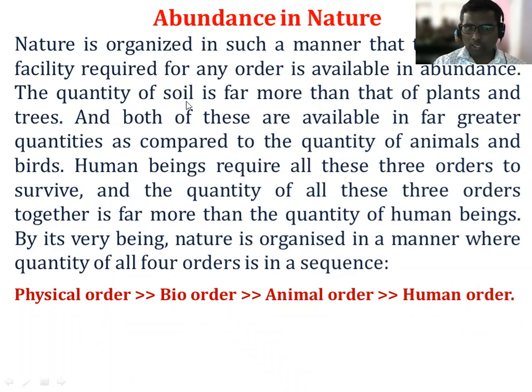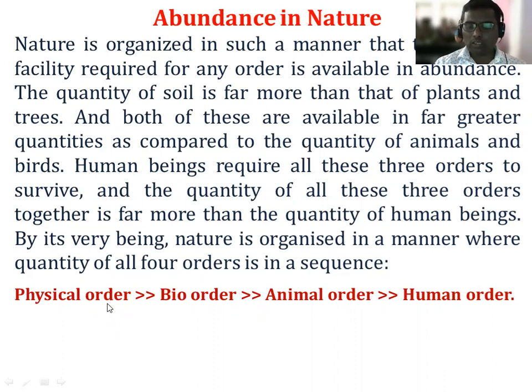The quantity of soil is far more than that of plants and trees, and both of these are available in far greater quantities as compared to the quantity of animals. Now if we try to prepare the order, which one is available in abundance, which one is available in a lesser quantity, so definitely you can try to prepare the sequence for these 4 orders.